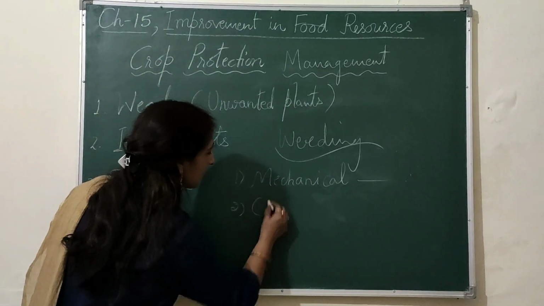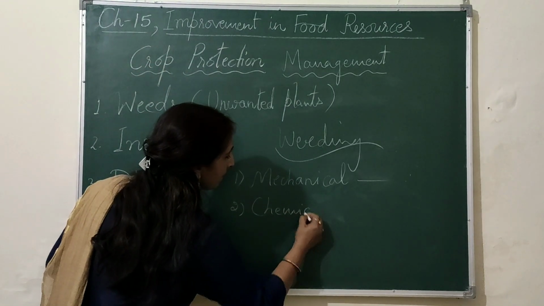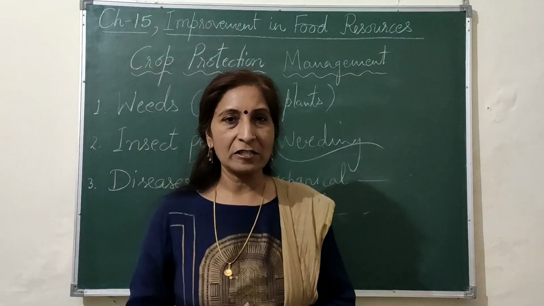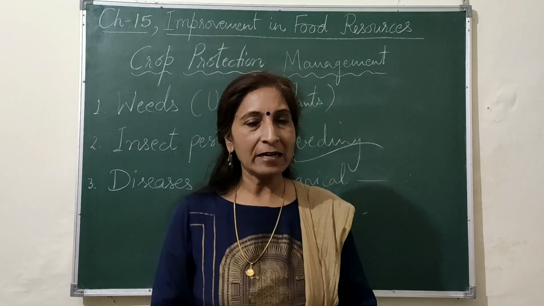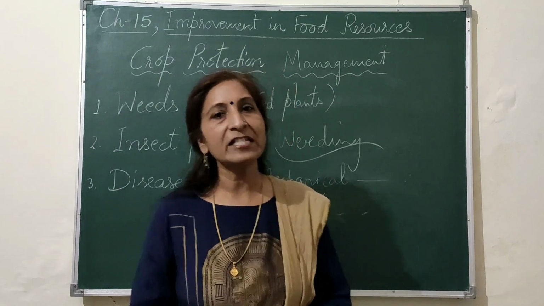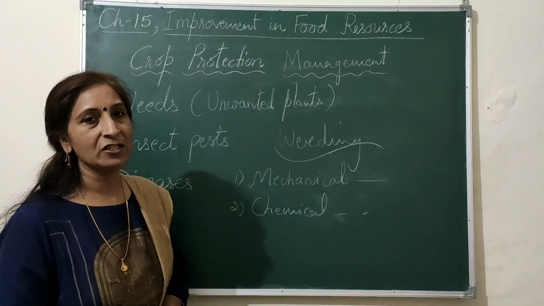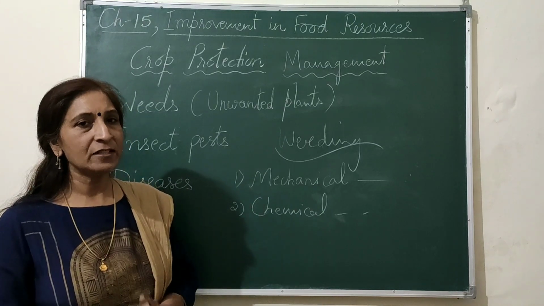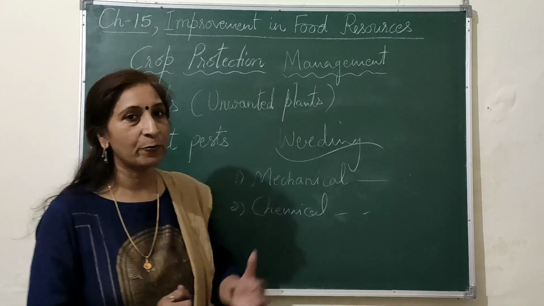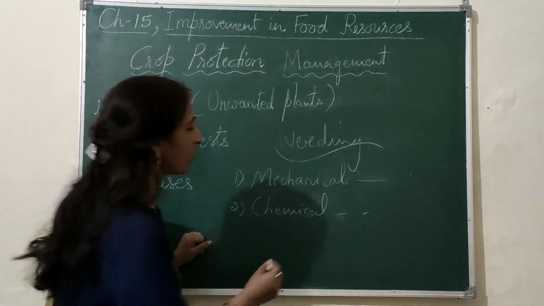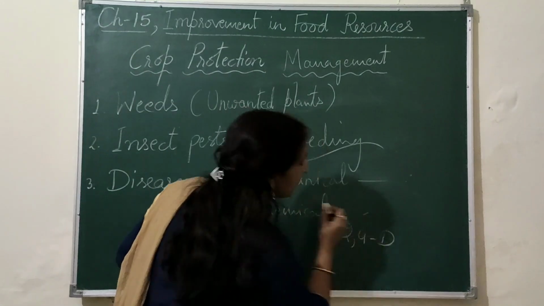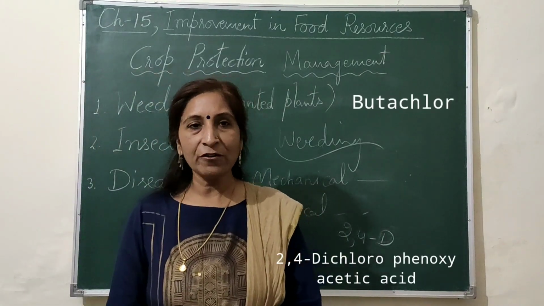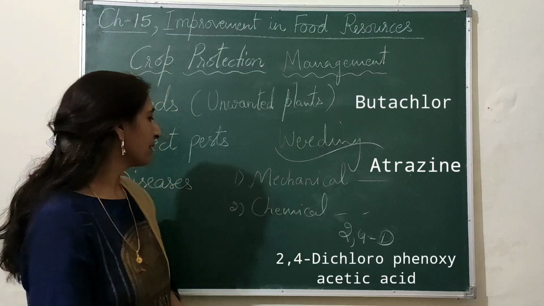The second method is the chemical method. In this method, we use chemicals which are mixed with water. A dilute solution is prepared and it is sprayed on these unwanted plants or the weeds. Weedicides are the chemicals which kill the weeds. Some examples are 2,4-D, that is 2,4-dichlorophenoxyacetic acid, butachlor, and atrazine.